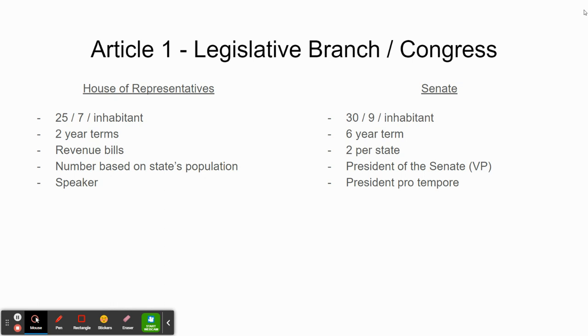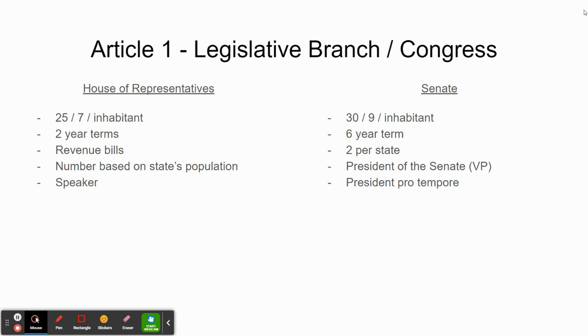The term is only 2 years because revenue bills for taxes start in the House of Representatives, and it was critically important in the eyes of the framers that those representatives be directly responsible to the people who elected them. So they have to come up for election every 2 years, and if they've raised taxes too high and not done a good job with budgeting, they can be removed from office by the voters.